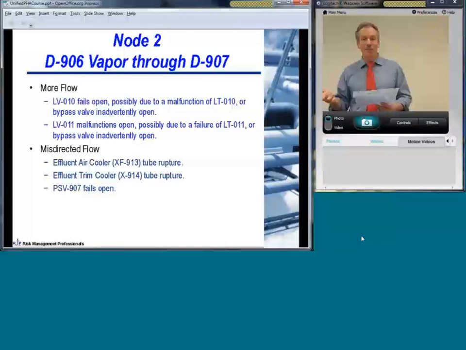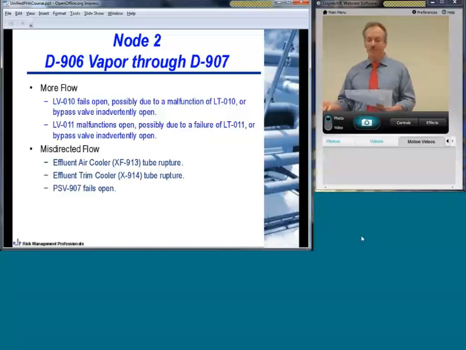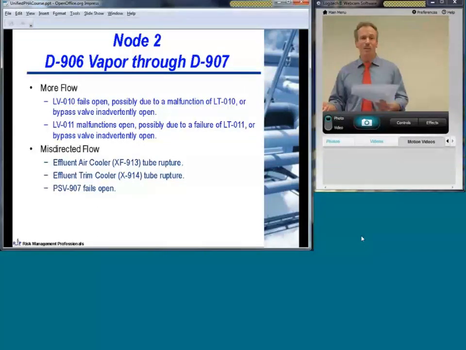Trim cooler 914, totally different situation. There, if you have a tube rupture, you may have a fairly high pressure stream going into a fairly low pressure cooling water system. What are the implications of getting hydrocarbons in there? What are the implications of getting pressure over there? And we'll talk about PSVs in a few minutes. So these are the things you want to pick up in terms of misdirected flow.